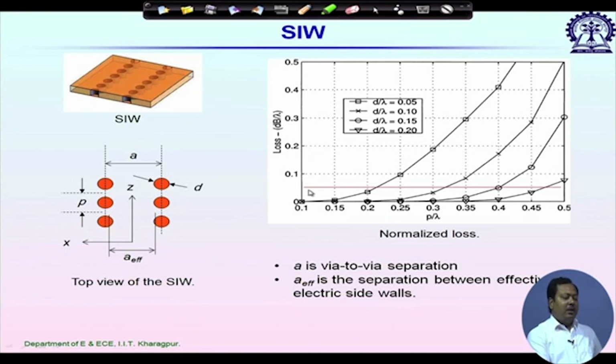Now if I define the loss by a suggested value, let us say 0.05 dB per lambda, then we can't consider any value on top of this red line. We have to consider only the bottom of the red line. So it determines some design criteria. We have some limiting value of d, below which we can't use, otherwise there will be higher leakage loss through this gap between two metal vias.